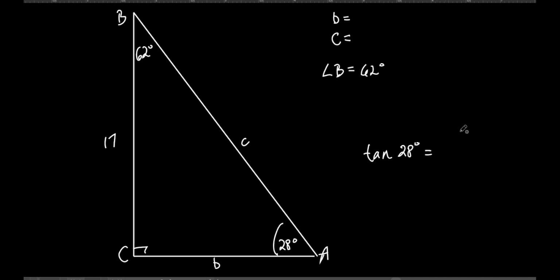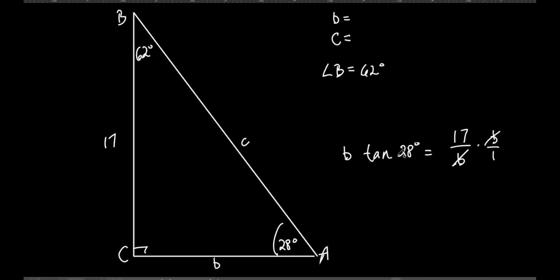Which one is opposite? 17. Which one's adjacent? B. Now something's going on with my pen. So we've got to solve for B. We did this two days ago. So multiply both sides by B, so that cancels.